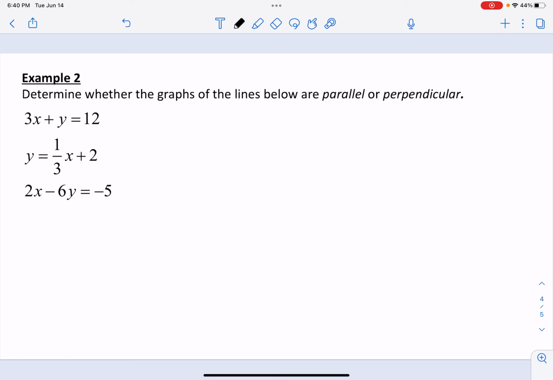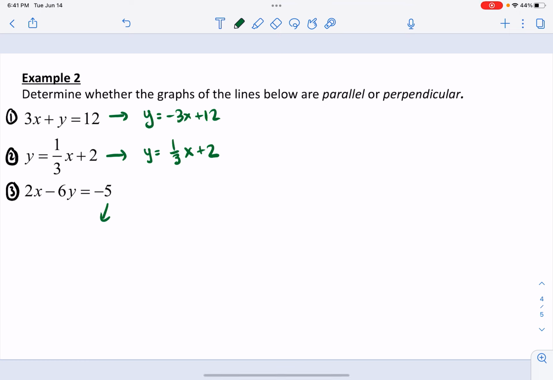Okay, determine whether the graphs below are parallel or perpendicular. I'm going to call these graphs 1, 2, and 3. Looking at the first one, we have to put these in y equals mx plus b. If I solve that for y, I get -3x plus 12. This one is already in it for me. And this one is going to be a little bit more work. I'm going to subtract the 2x over. That negative stays with the 6y. I divide by -6.